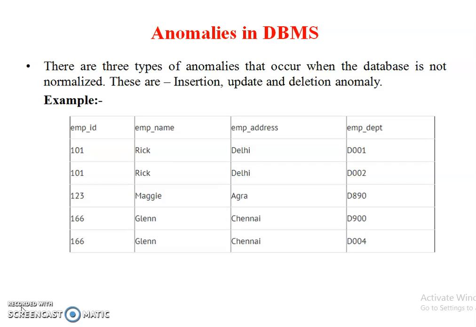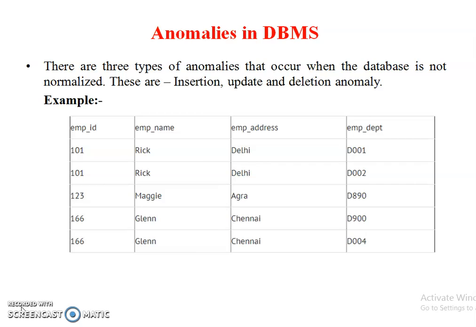Now the first anomaly, that is insertion. Suppose a new employee joined the company who is under training and currently not assigned to any department, then we would not be able to insert the data into the table if the employee department field doesn't allow nulls. Okay, it is nothing but an insert anomaly.